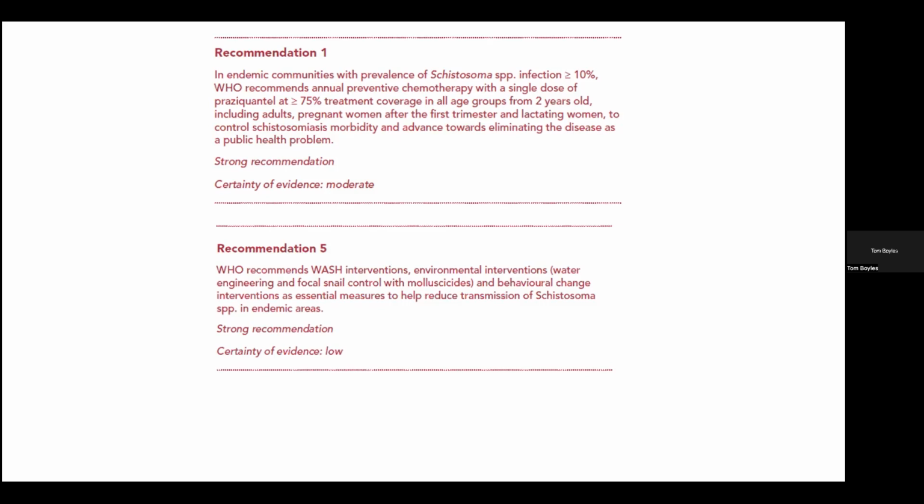Recommendation 5, clearly we're interested in whether we could break the cycle. For example, any part of the cycle we discussed: if you could remove all the snails, or prevent people urinating into water, you'd be able to break the cycle as well as treating and eradicating the worms from people's bodies. So recommendation 5 is water, sanitation and hygiene interventions, environmental interventions, including molluscicides, chemicals to kill the snails, and behavior change interventions to reduce transmission.